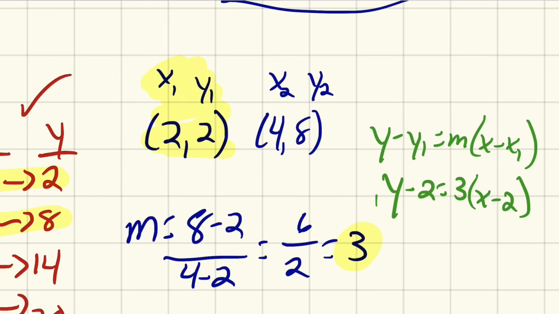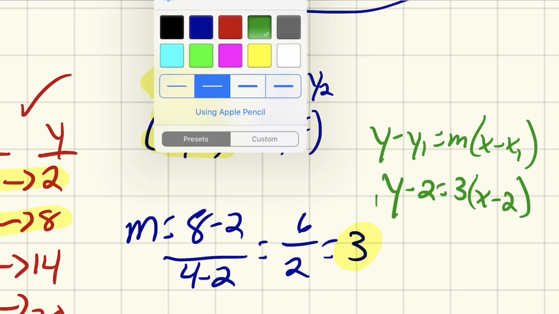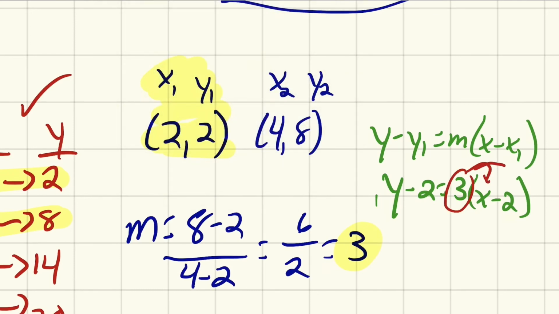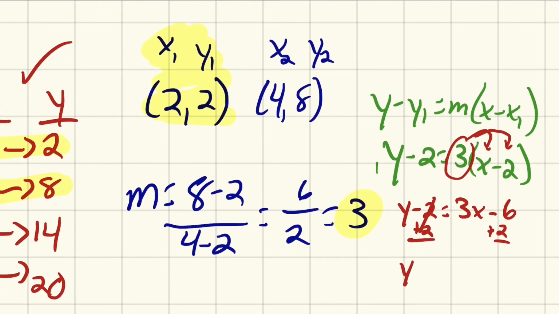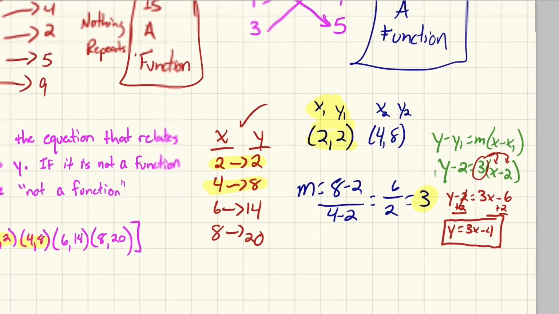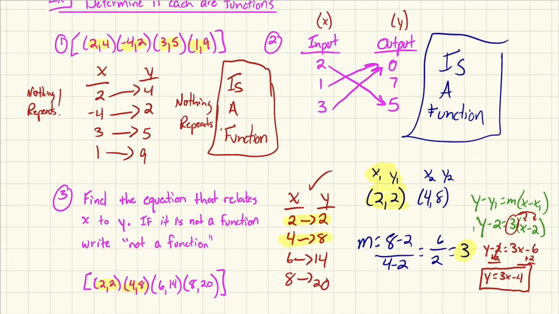All right, we'll zoom in here just to get a little more room. And from here, we just simplify. We do a little distributive property on the right-hand side. That ends up giving me y minus 2 is equal to 3x minus 6. And then we add 2 to both sides. And we get y equals 3x minus 4. Once we're here, we now have the relation for this problem. Find the equation that relates x to y. That equation is y equals 3x minus 4.